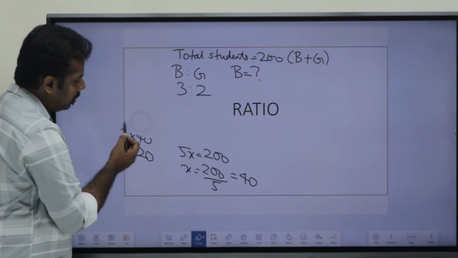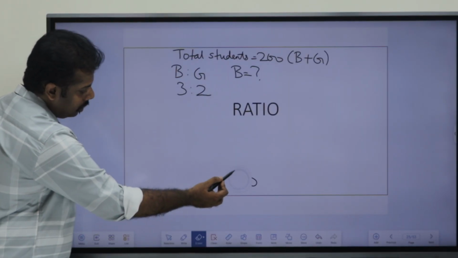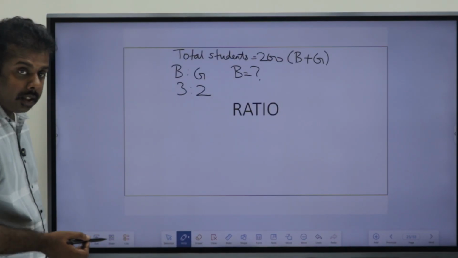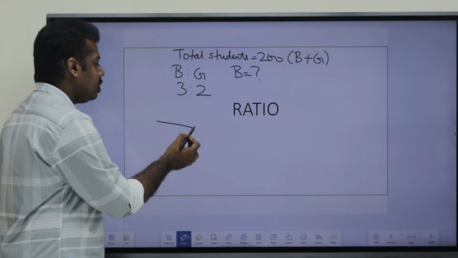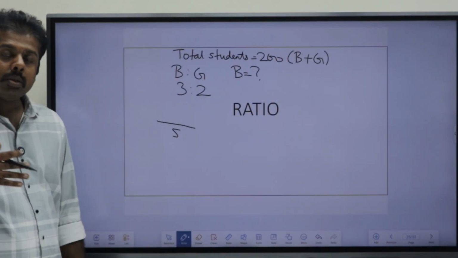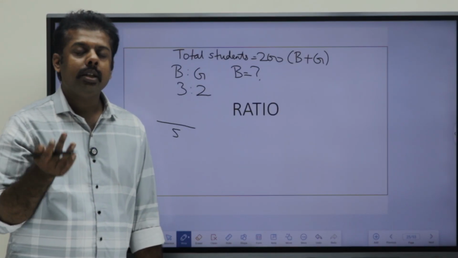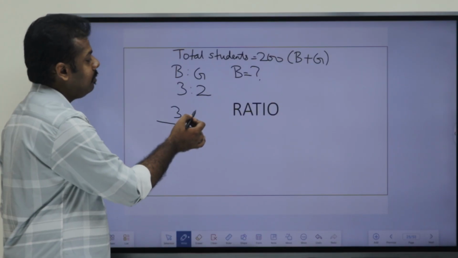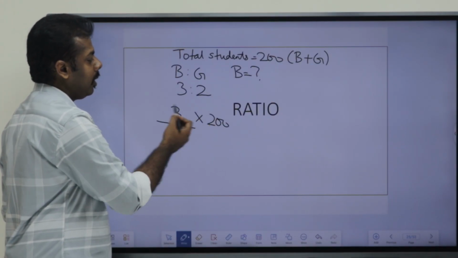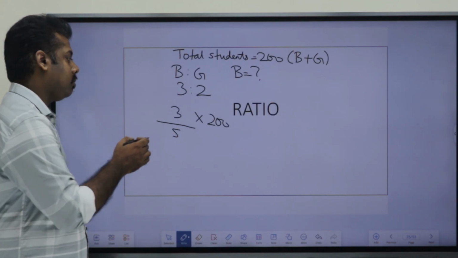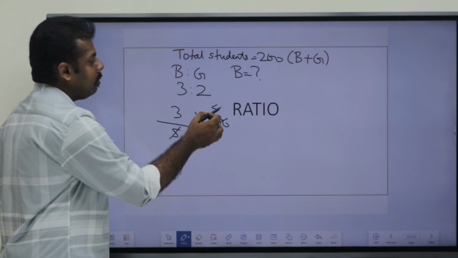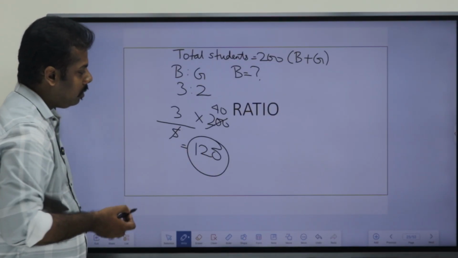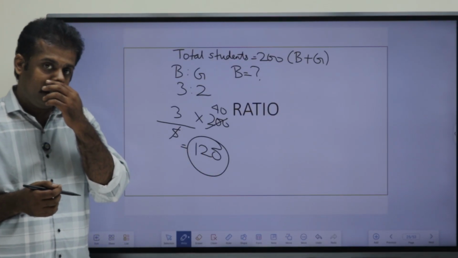Other method basically means we know the ratio of boys and girls here is 3 is to 2. So we can say that if in a class there are 5 students, out of 5 students, 2 are girls and 3 are boys. So out of 5, 3 are boys. So 3 by 5 of 200, since 200 is the total number of students. Cancelling out, you are getting 40 here. 3 into 40 also gives us 120. So from here as well our answer is 120.